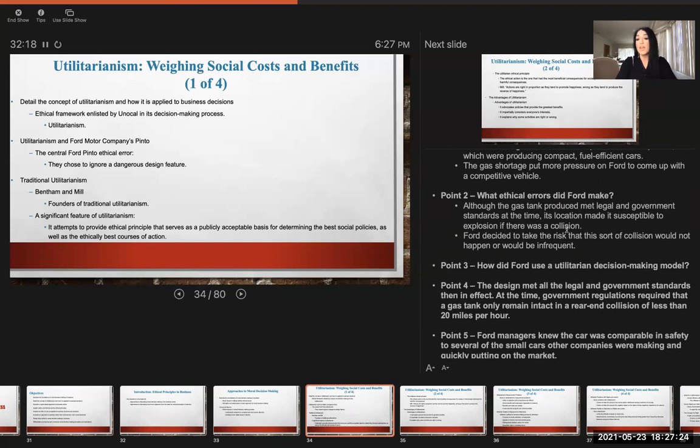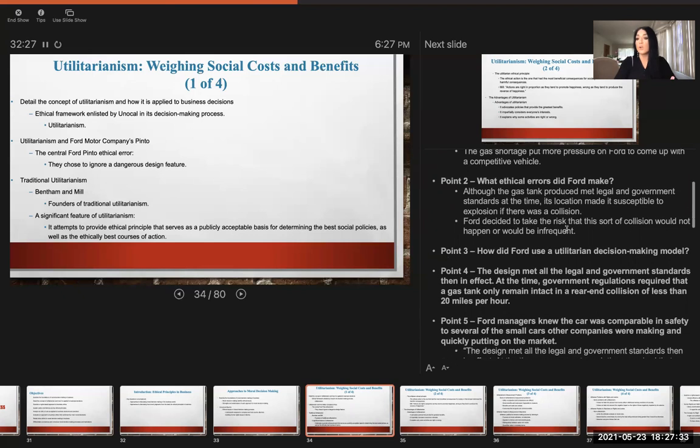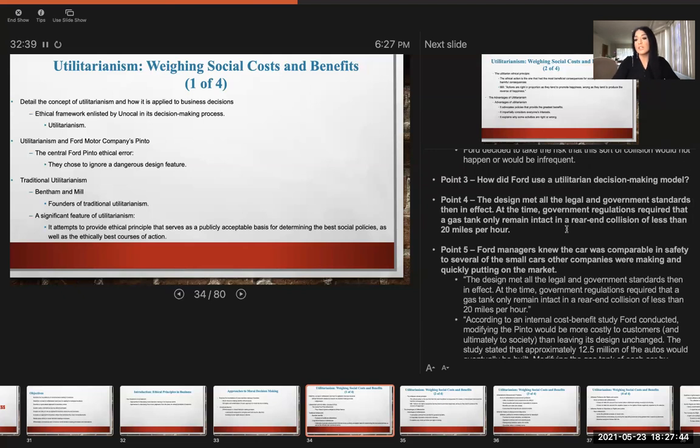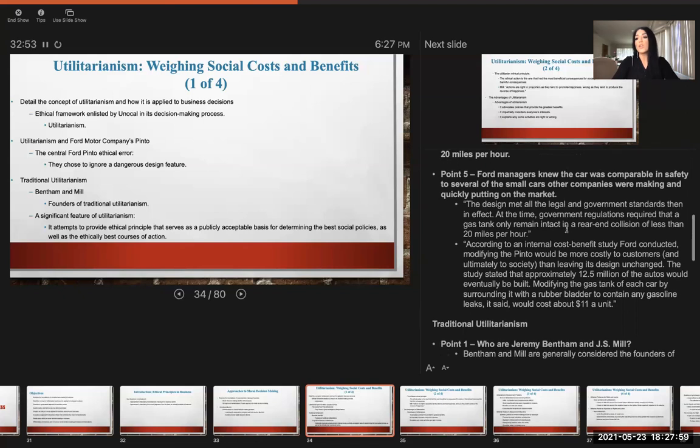What ethical errors did Ford make? Although the gas tank produced met legal and government standards at the time, its location made it susceptible to explosion if there was a collision. Ford decided to take the risk that this sort of collision would not happen or would be infrequent. So how did Ford use a utilitarian decision-making model? Well, the design met all the legal and government standards then in effect, and at the time, government regulations required that the gas tank only remain intact in a rear-end collision of less than 20 miles per hour. Ford managers knew that the car was comparable in safety to several small cars other companies were making, and they quickly put it on the market.